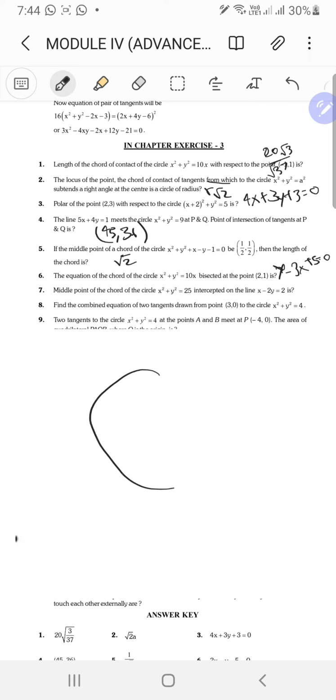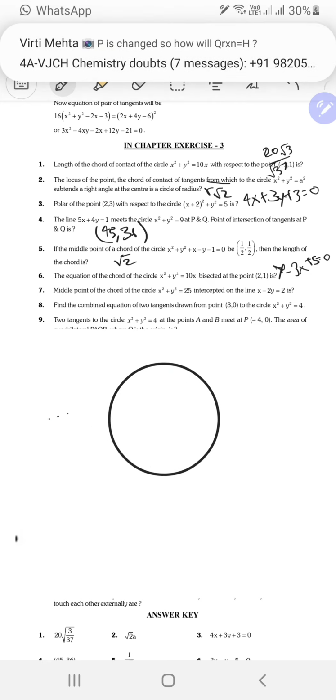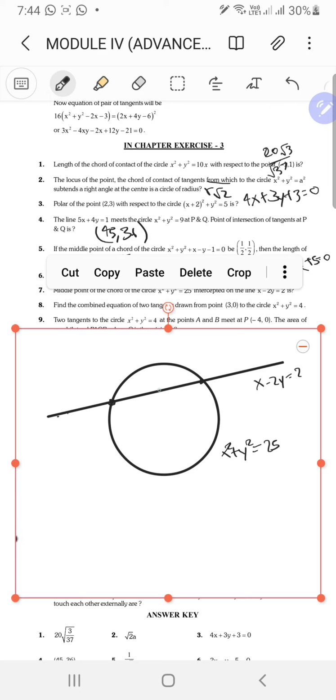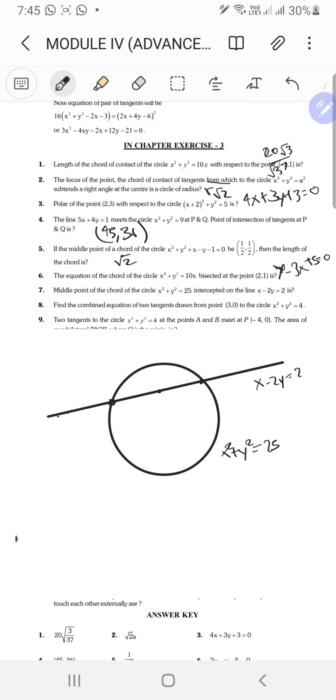So this is a circle. Okay, let's just draw a better circle. This is the circle and this is a line. This line is x minus 2y equal to 2. This circle is x squared plus y squared equal to 25, and you got two intercepts, right? And they are asking about the midpoint of this chord. Okay, cool. So I think I know how to do this, right?